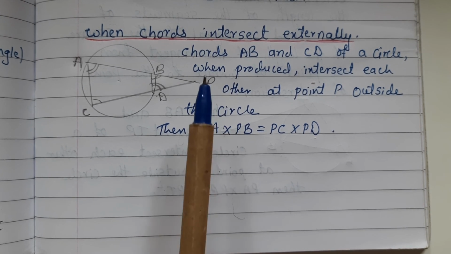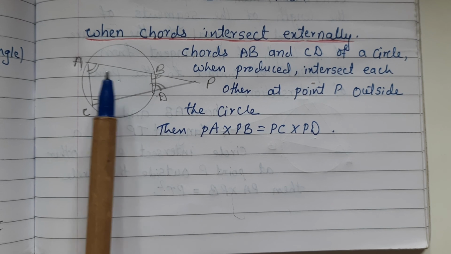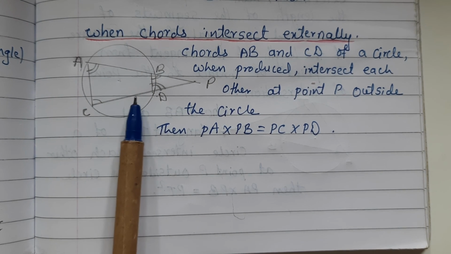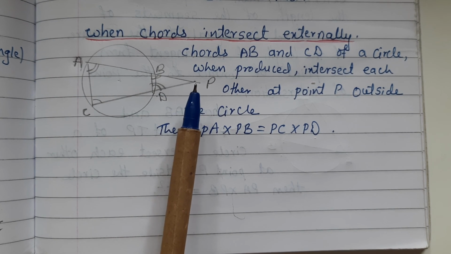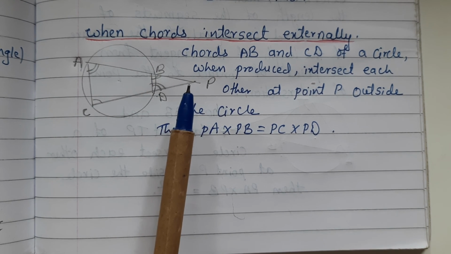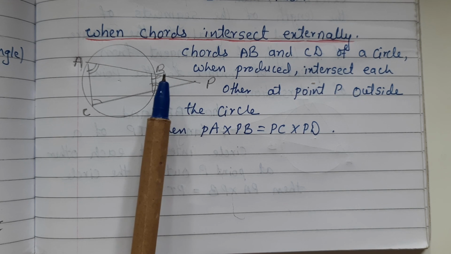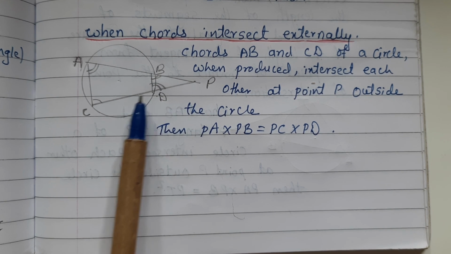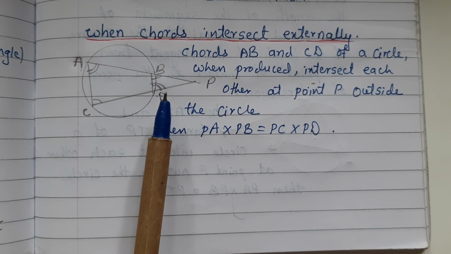When chords intersect externally, chord AB and chord CD of a circle, when produced, intersect each other at point P outside the circle. Then PA into PB is equal to PC into PD.